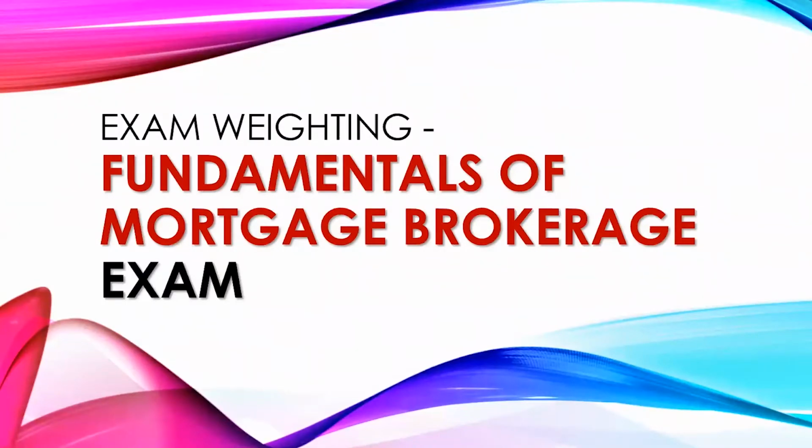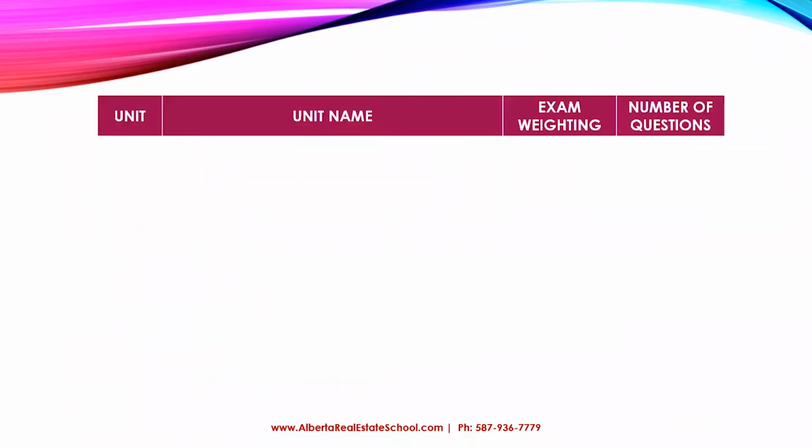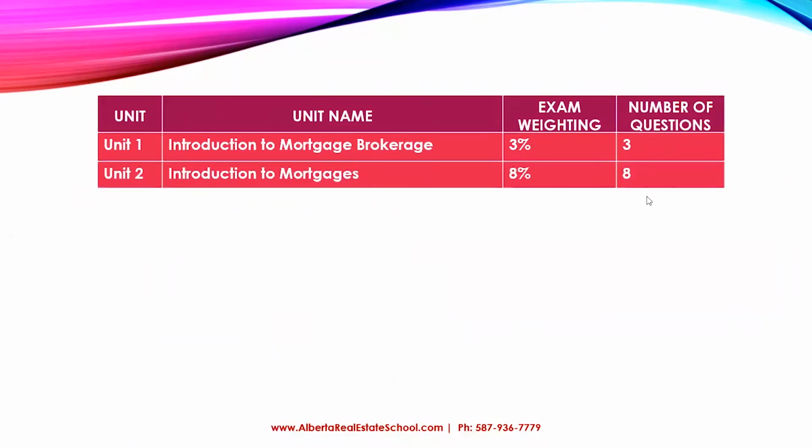Let's take a look at the exam weightings for the Fundamentals of Mortgage Brokerage exam. In this case, the number of questions that you would expect on the exam would be 100. So out of the 100 questions, we have different units worth different amounts of marks. So unit 1, which is our basic introduction to mortgage brokerage unit, that's only worth 3% of the mark, which means you only will get 3 questions out of the first unit.